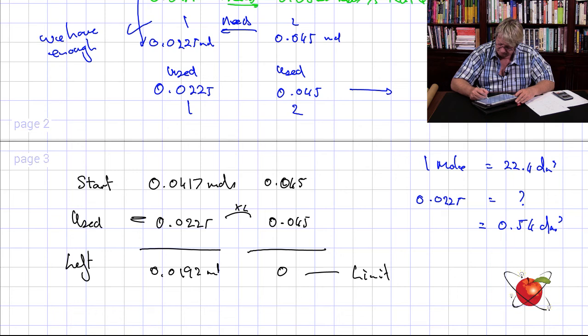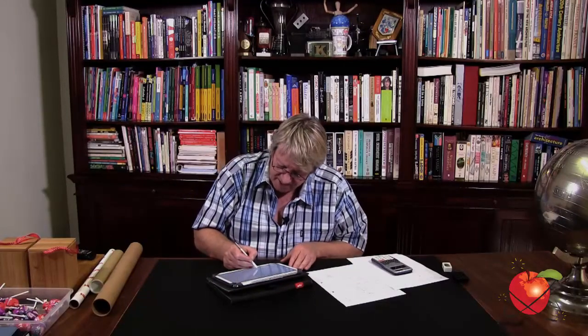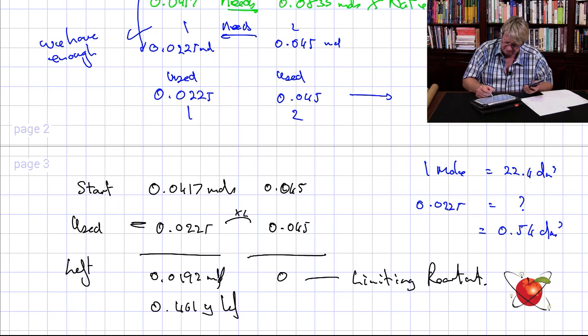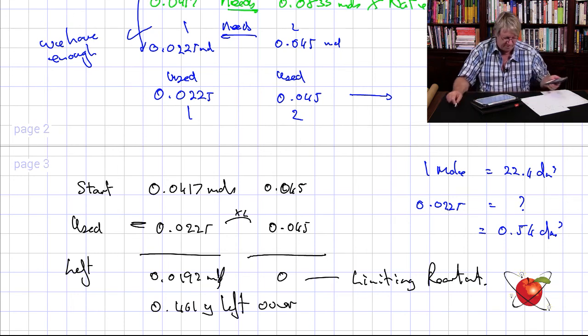And therefore this one was our limiting reactant, wasn't it? Because that's the one that's been used up. And if they said how many grams, it's 0.0192 times 24, which is 0.461 grams. 0.461 grams left over. Okay.